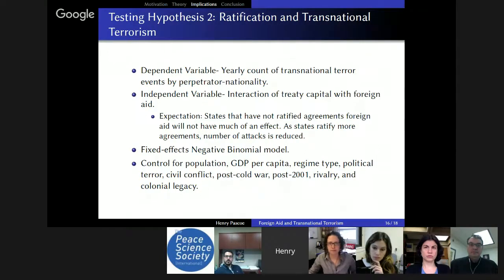This gets at the expectation that for states that have not ratified agreements, foreign aid should not have much of an effect. But as states ratify more agreements, the number of attacks should be reduced. Foreign aid should be more effective at reducing attacks. So here I use the fixed effects negative binomial model, and again, control for a variety of factors.